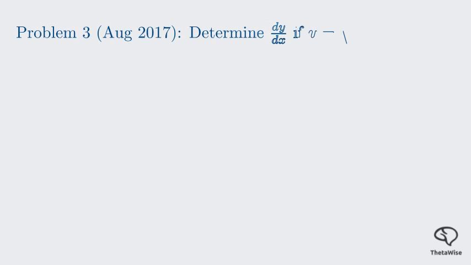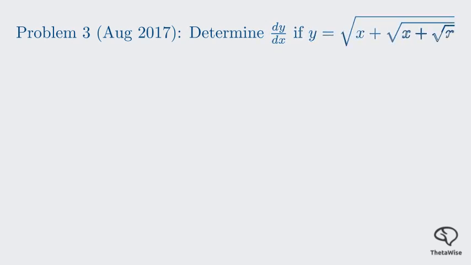Fantastic work on that one. Now for our third and final problem. This one was actually featured in the August 2017 exam, making it a great example of what you might encounter. We need to find the derivative of y equals the square root of x plus the square root of x plus the square root of x.